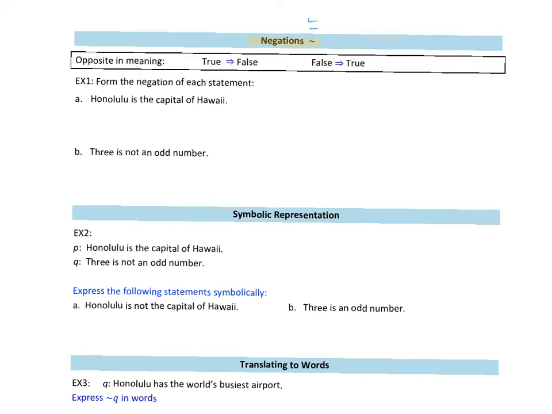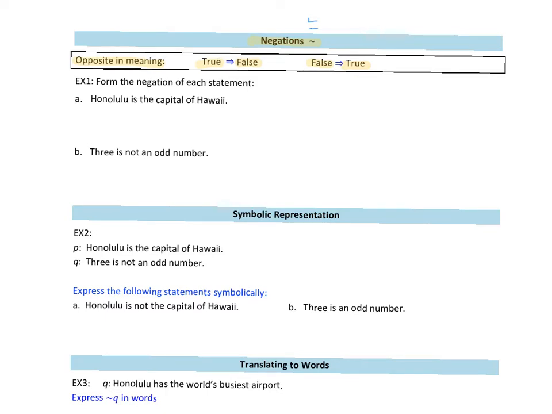So a negation does not make a statement false. What a negation does is it gives it opposite in meaning. So in other words, if a statement is true and you negate it, it goes to false. If a statement is false and you negate it, then it goes to true. In example 1, we want to form the negation of each statement.